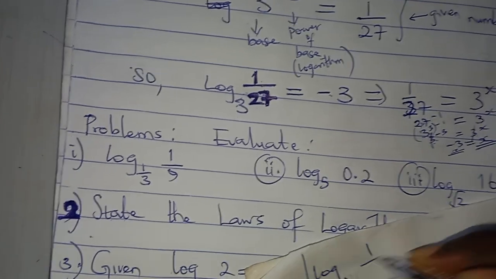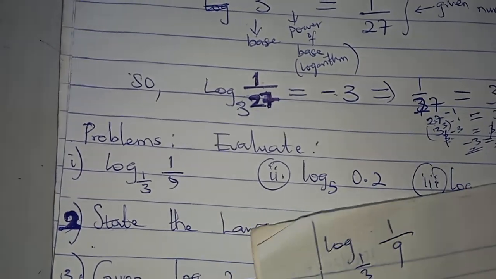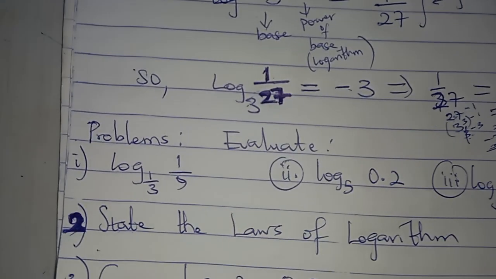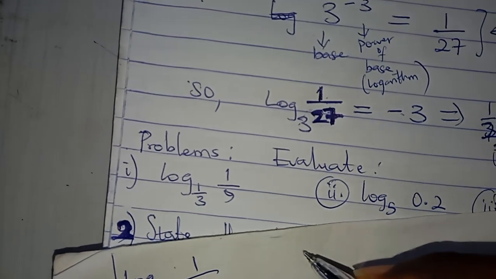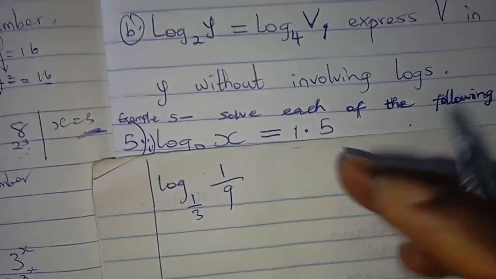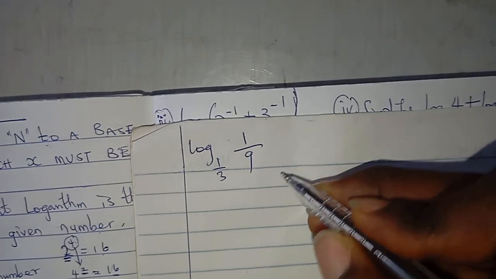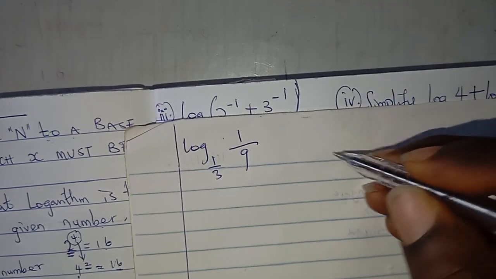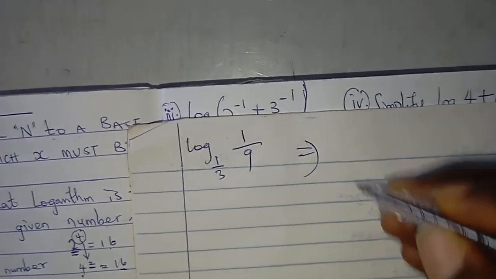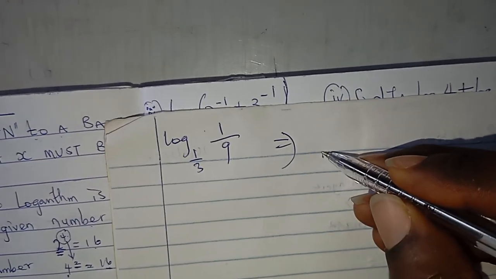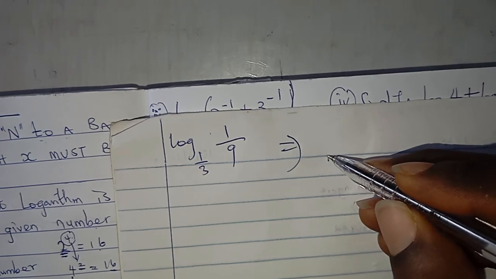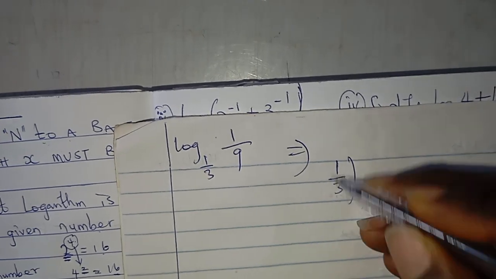Sorry, log 1 over 9 to base 1 over 3. Very important you know how to put this thing. Then they also give me, okay, let's solve for this one first. So trying to evaluate log 1 over 9 to base 1 over 3 is simply the same thing as saying bring out what you are given, which is 1 over 3 as the base.